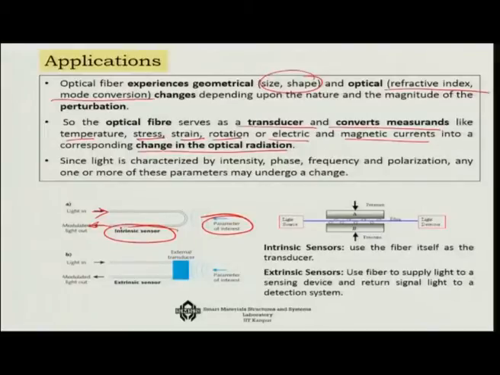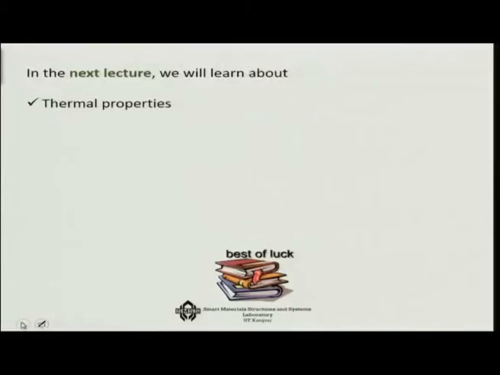The other thing is that you take the light in and there is an external transducer which notes the change, and you get it back again, the extrinsic sensor. So these are the two types: the intrinsic sensor, where the fiber itself is used as the transducer, and the extrinsic sensor, which uses fiber to supply light to a sensing device and return signal light to a detection system. These are the two different types of applications of optical fiber.